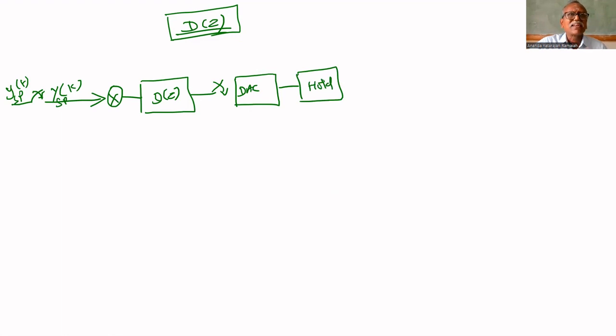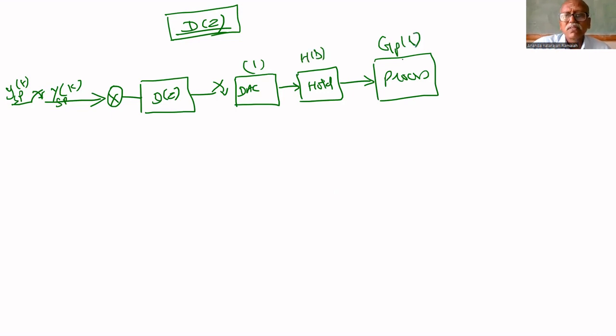The function of the DAC is that it converts a digital value into an analog value. That's why no need to consider it; its transfer function is unity, let us assume. A hold circuit is there. After that, a process is there. Process is GP of S. Hold circuit is H of S. If you multiply these two together, you will get HGP of S.